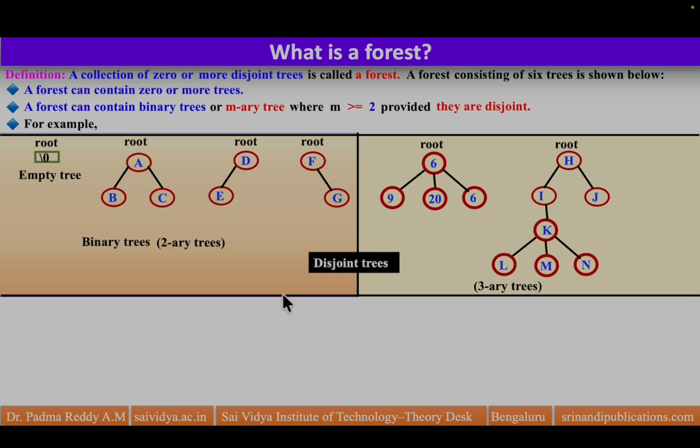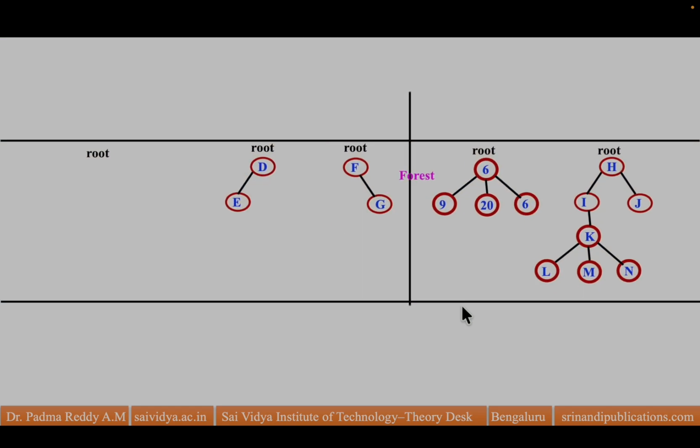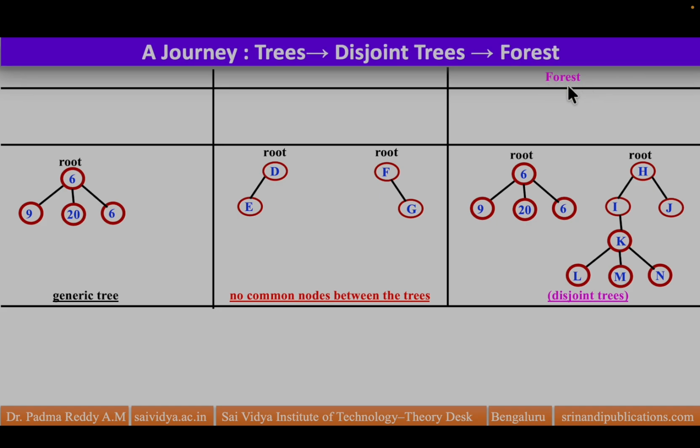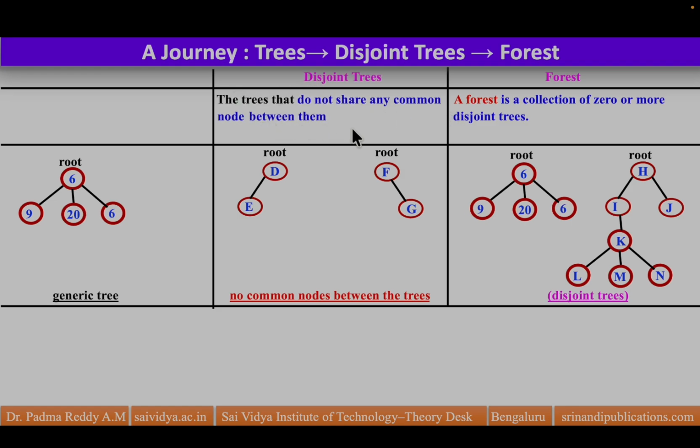Now we know what is a forest. A forest is a collection of 0 or more disjoint trees. Now let us see the journey from trees to forest. What is a forest? A forest is a collection of 0 or more disjoint trees. Next, let us see what are disjoint trees. The trees that do not share any common node between them are called disjoint trees. Next, let us see what is a tree.